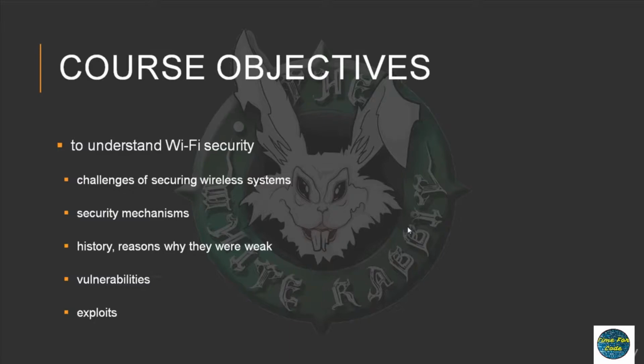Various security mechanisms will be looked into, and these include things like WEP, WPA, both PSK or personal mode, and enterprise mode. Now, it turns out that Wi-Fi security historically has been very weak. There are reasons for that, so it is another sub-objective within this objective of understanding Wi-Fi security, where we would be giving some reasons why this was the case.